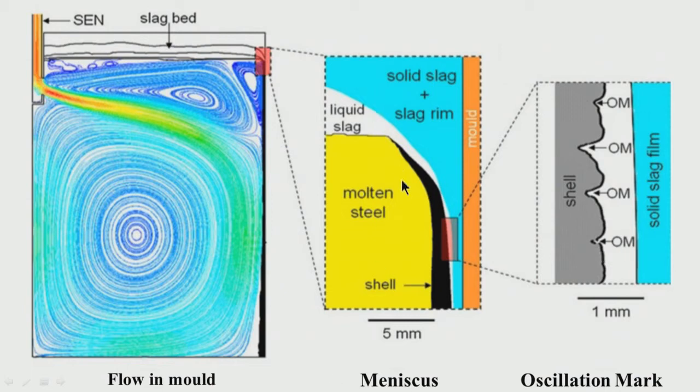At the meniscus, I have shown there is a molten steel, on top of that liquid slag, on top of that solid slag. So, this is the area, meniscus area which has been magnified, and this particular area has been magnified here.